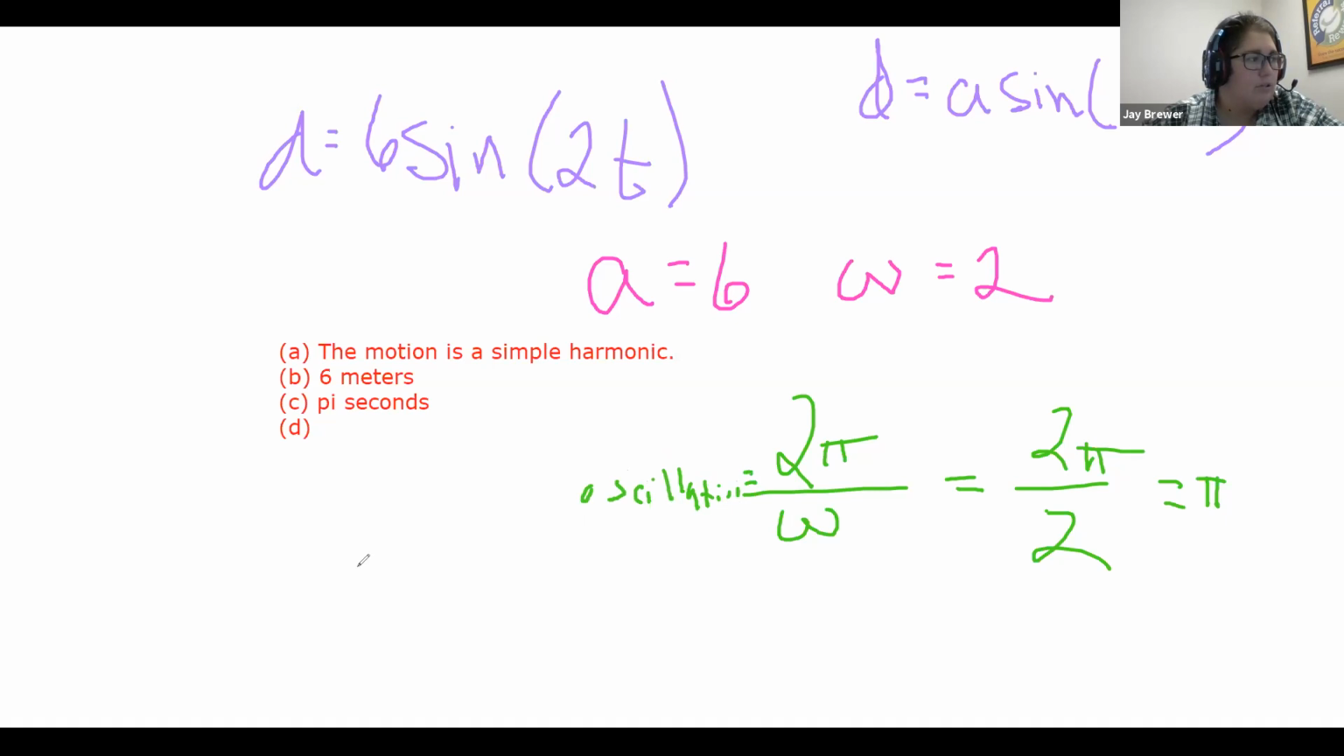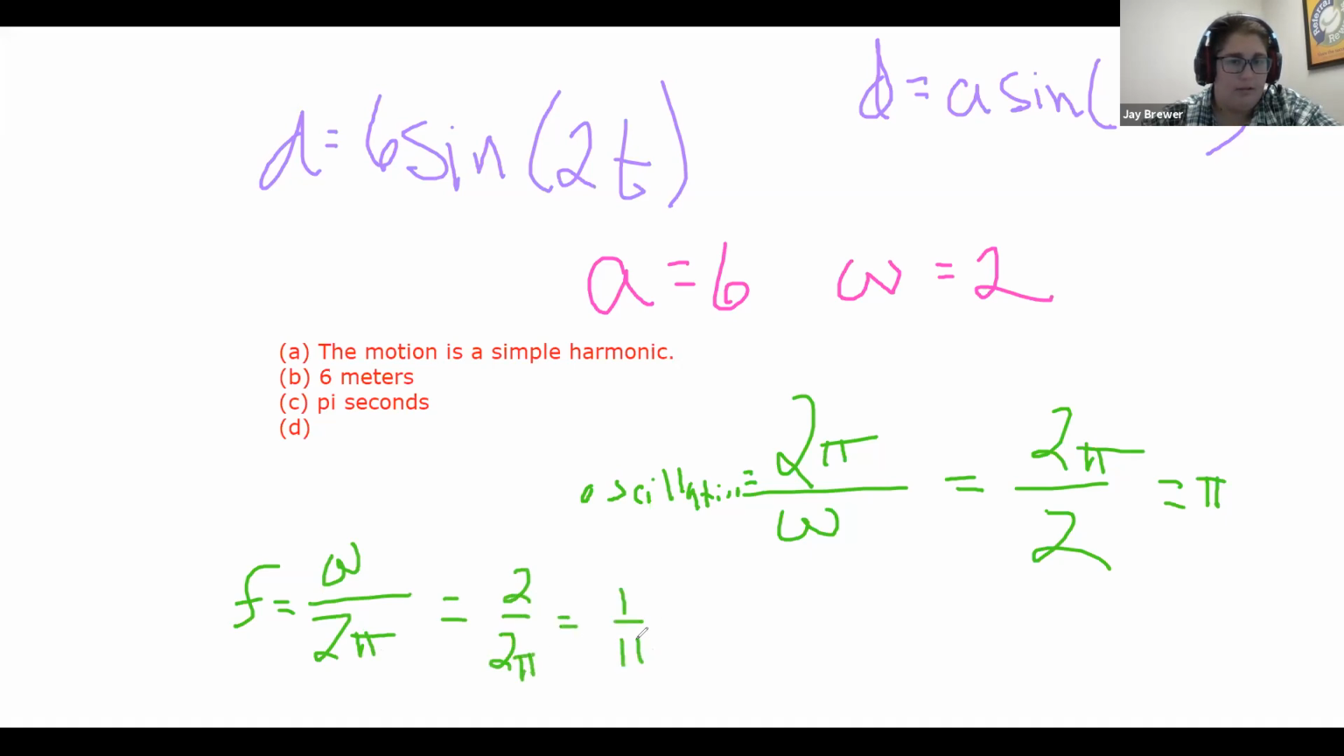Okay. So to find D, frequency is the reciprocal of the period. So frequency is equal to omega divided by 2 pi. So that's going to be 2 over 2 pi, which is just 1 over pi. Oscillations per second is our units.